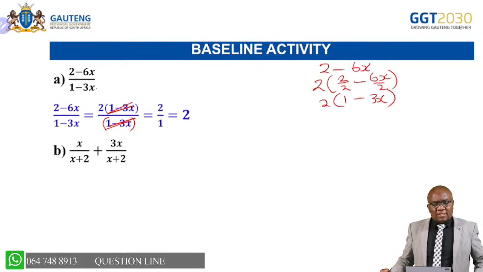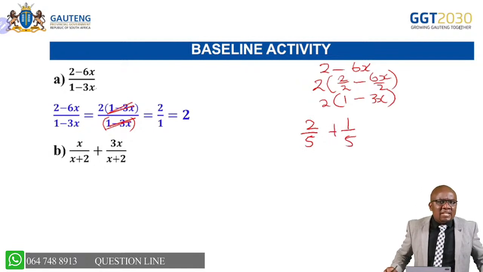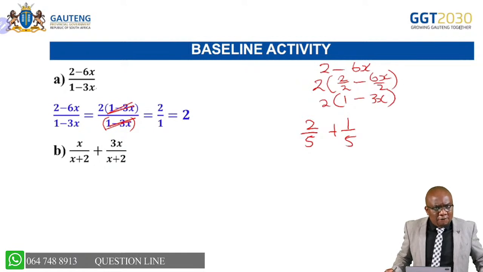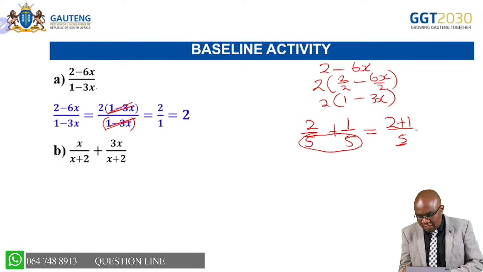Numerical fractions. Right, let's say we are adding 2 over 5 plus 1 over 5. What is the answer there? Is it 3 over 5? Yes, it is 3 over 5. How do we get 3 over 5? We just add the numerators. The common denominator is the same here, so we write 5 there. Then we add the numerators, and it is 3 over 5.